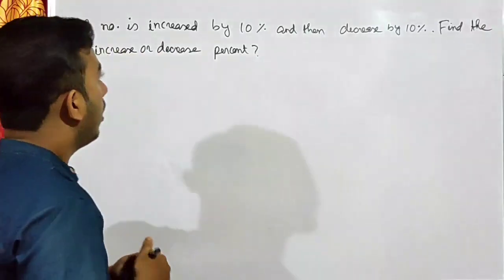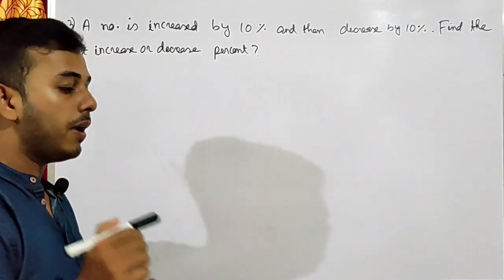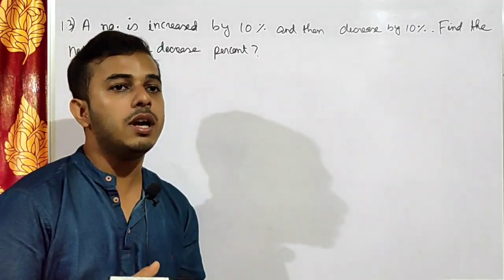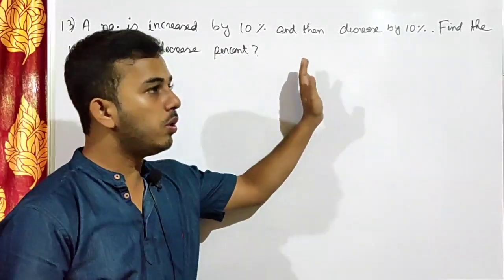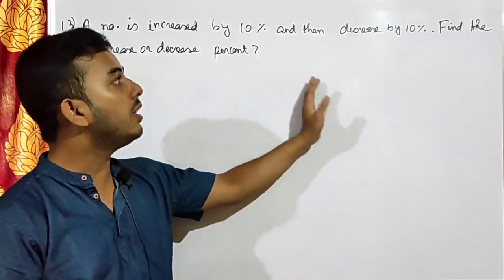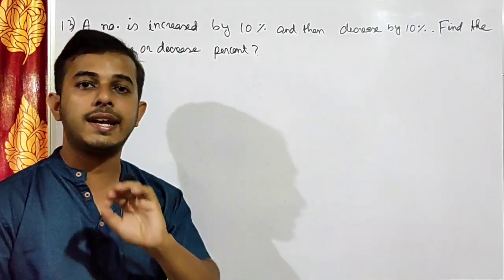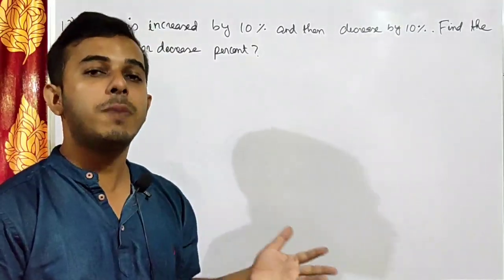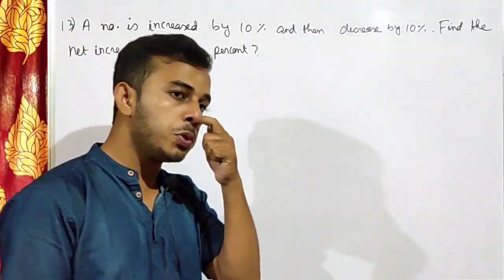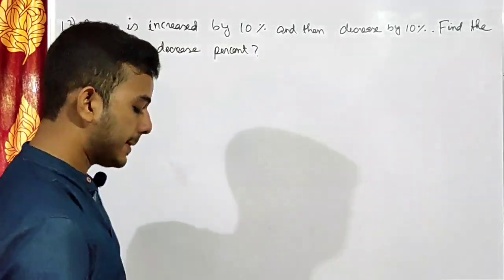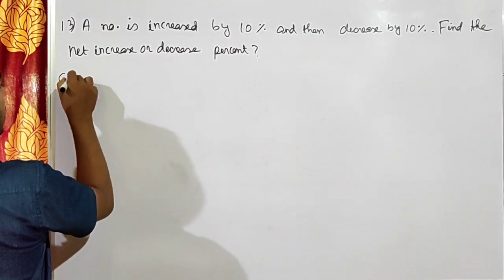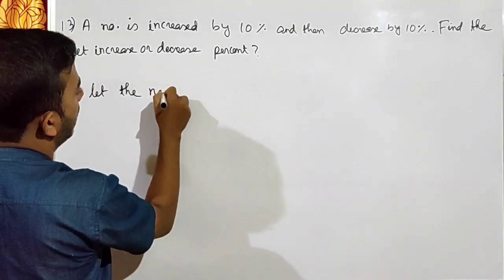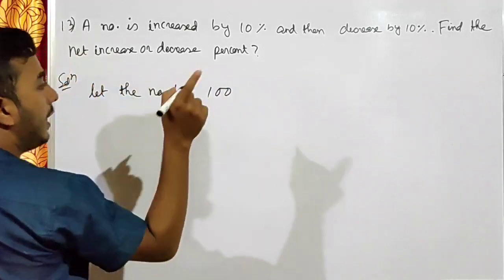So now what we'll consider, let the number be 100, isn't it? If we consider let the number be x, we can find out, no problem, but it will be a bit difficult. We'll try to find the net increase or decrease by x also, but before that let us try with 100. Because percent means what? It is 1 out of 100, isn't it? So in percentage we can consider the number to be 100. So first we'll write, let the number be 100.